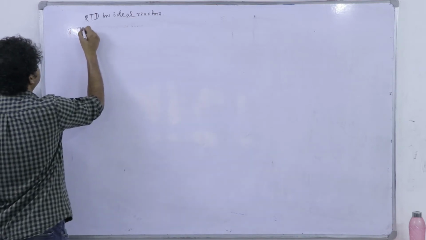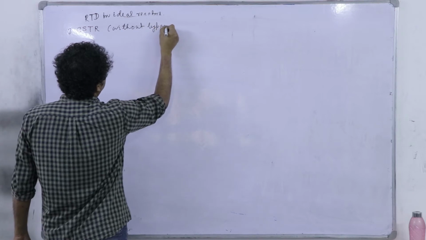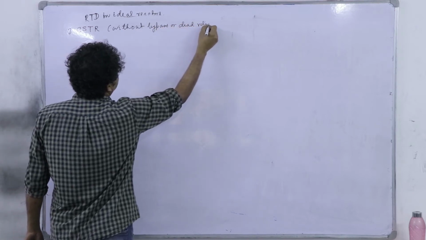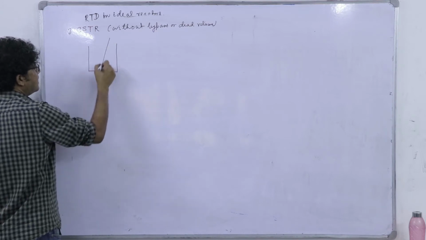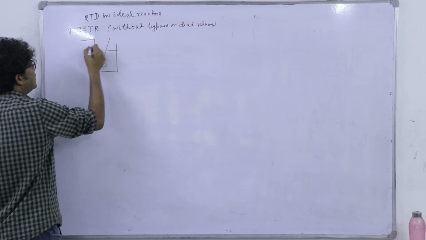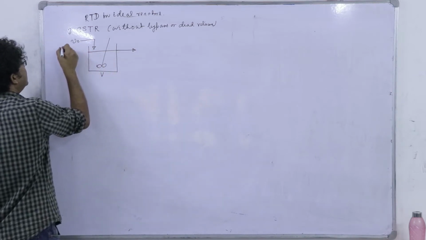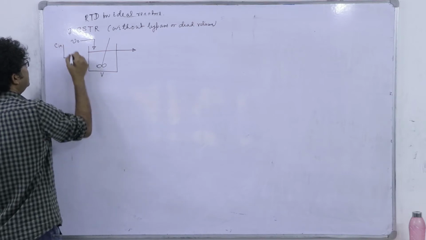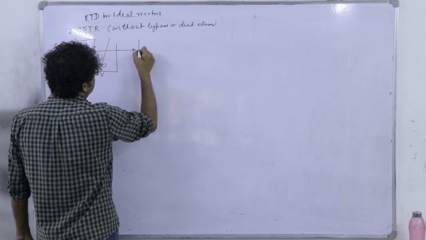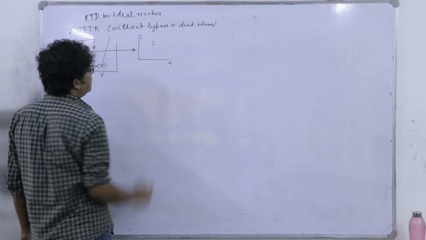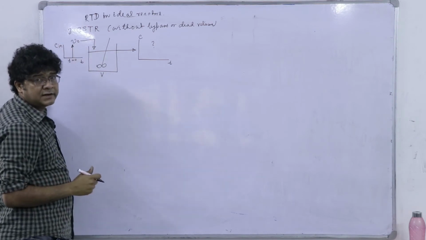So the third one is CSTR without bypass or dead volume, right? So what we have here is a CSTR, let me draw the schematic. Here we have the flow rate V naught, this volume is V, and it's moving out. Here we give the tracer as a spike at t equal to 0. And here we will get this C curve, and that we have to find out, right?